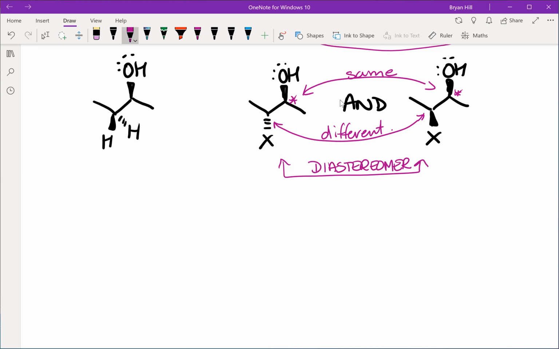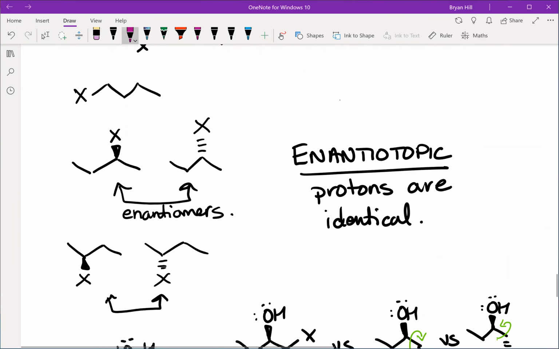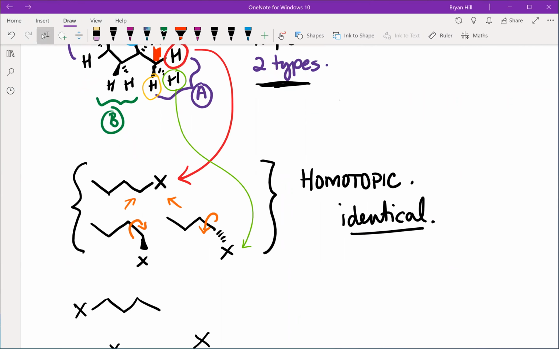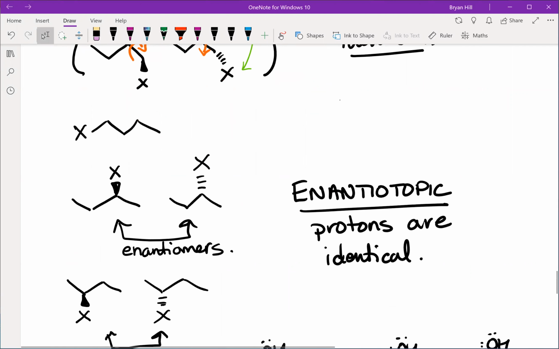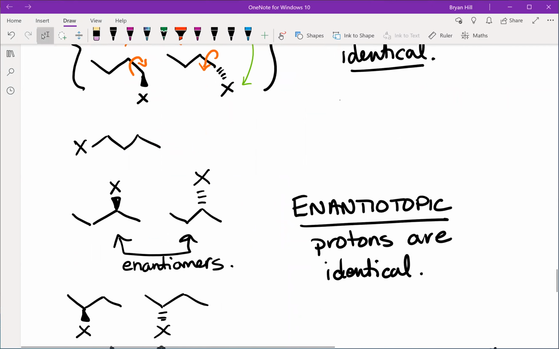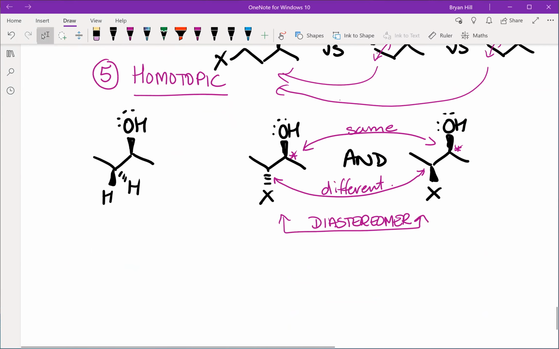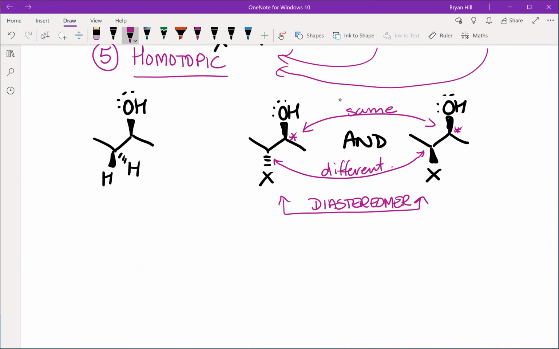So the OH group is pointing towards us in each case, but the X is pointing either towards us or away. When we replaced protons with an X and they made the same molecule, we called those homotopic protons. When we replaced one with an X in each case and they made enantiomers, they were called enantiotopic protons. What do you suspect we would call protons like this, which generate two different diastereomers?